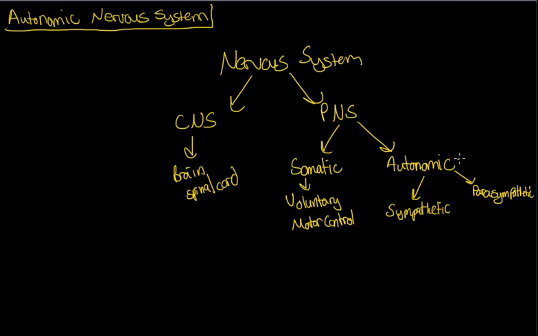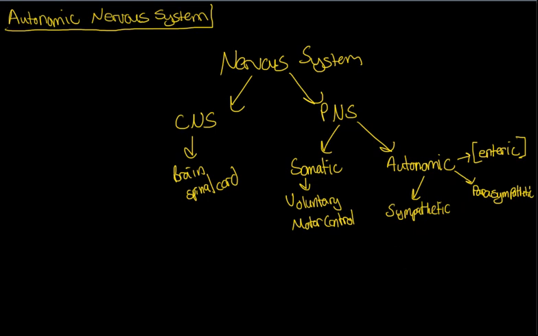And then also a nervous system called your enteric nervous system, which I'm going to put in brackets here because I'm not going to talk about it at all. But just so that you're aware of it, there's another part of your autonomic nervous system called the enteric nervous system, which deals with gastrointestinal movement.